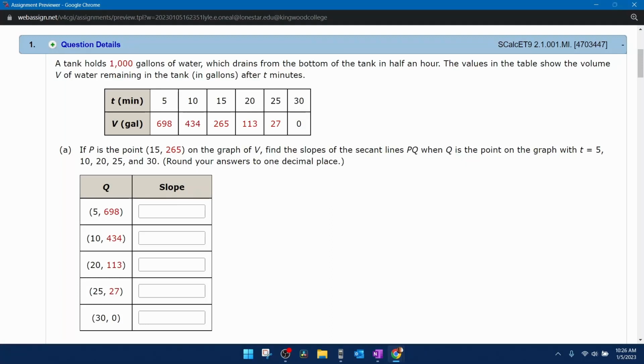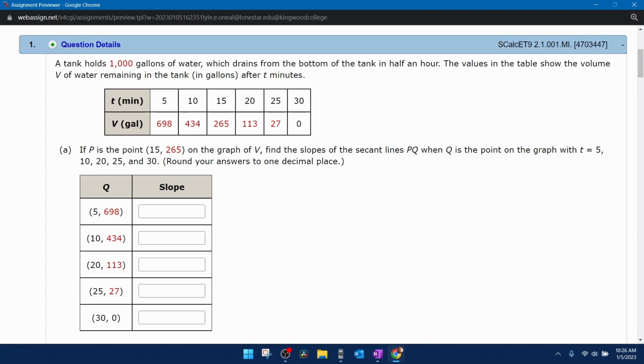All right, here we go. Question number 1 from our calculus homework number 1 in WebAssign. We have a word problem. It says a tank holds 1,000 gallons of water, which drains from the bottom of the tank in half an hour. The values in the table show the volume V of water remaining in the tank in gallons after T minutes.